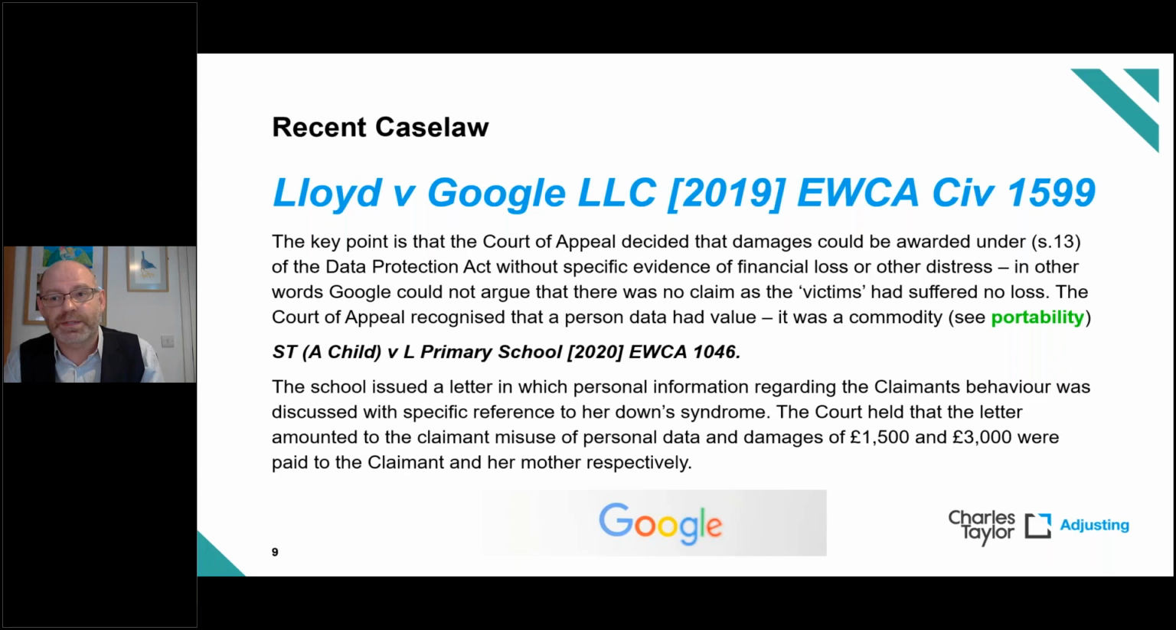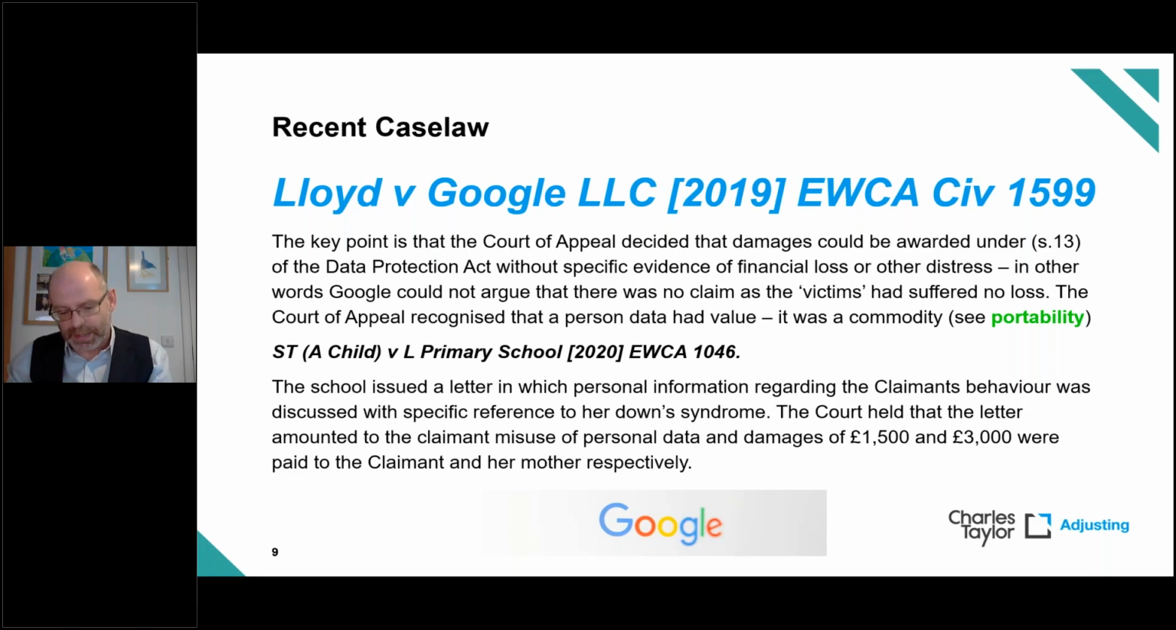The second case, ST v L Primary School, decided this year. A school issued a letter in which the personal information regarding the claimant's behaviour was discussed with specific reference to her Down syndrome. And that letter was sent out to other families who were at the school, and it discussed aspects about the child's behaviour and how they may impact on other families. In other words, the school was almost having an open discussion about the best way of dealing with the claimant's Downs within the school environment. The court held that the letter amounted to a misuse of personal data, and damages of £1,500 and £3,000 were paid to the claimant and the claimant's mother, respectively.